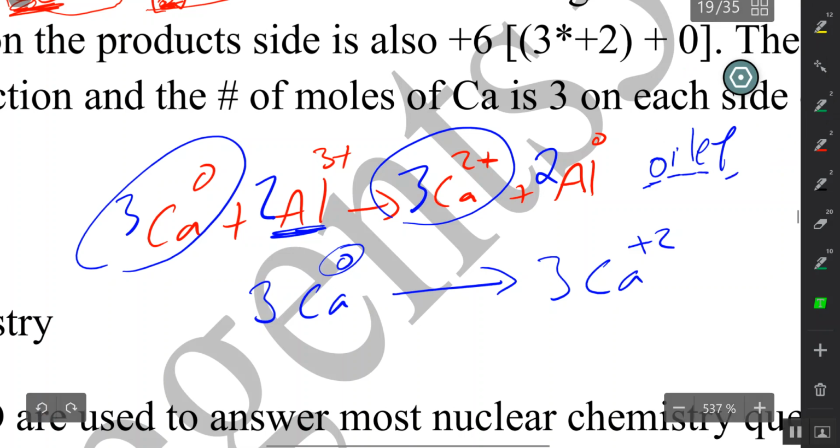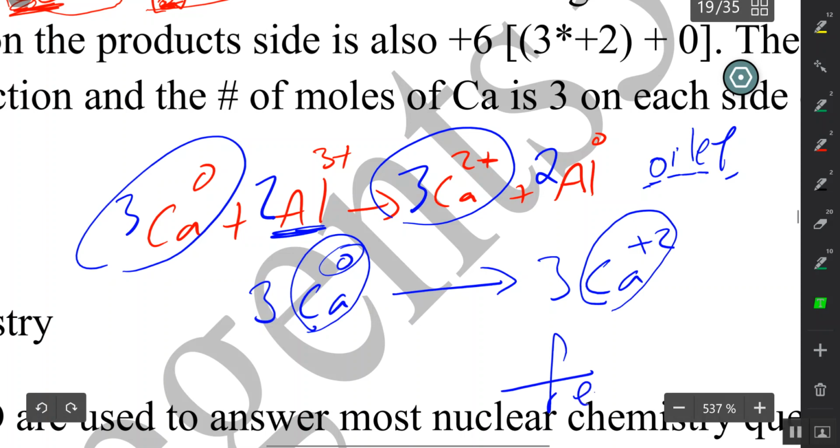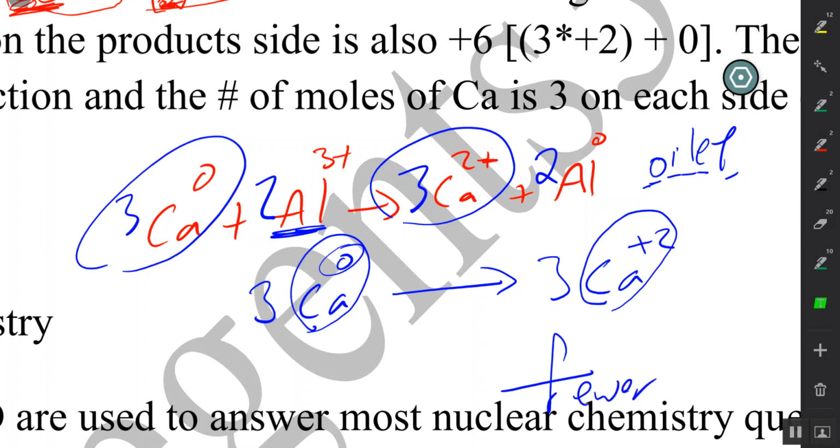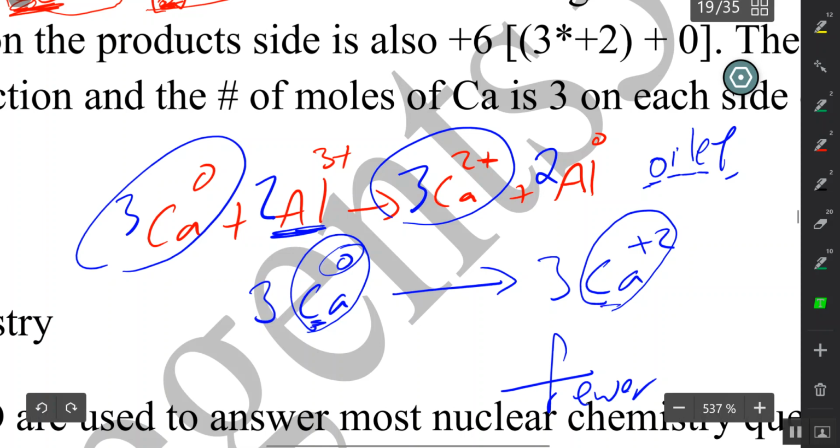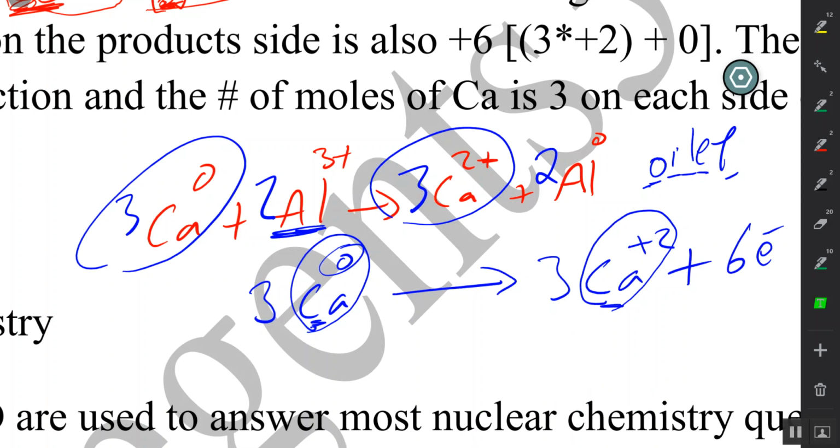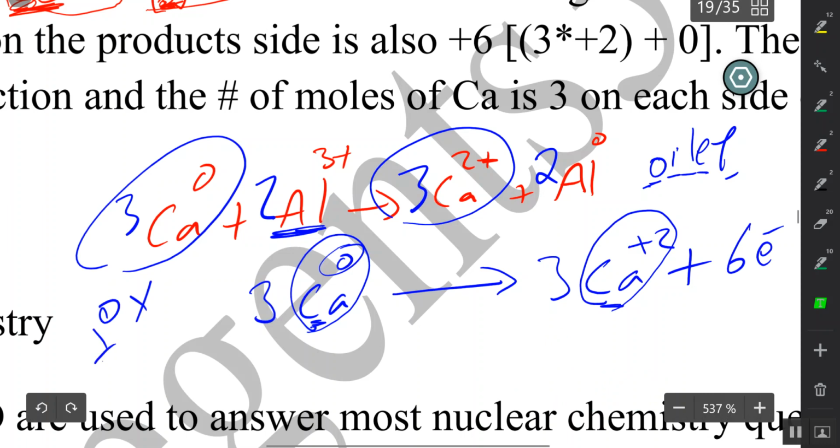How many electrons did you lose? Well, each calcium atom lost 2 electrons, has 2 fewer electrons. Remember, fewer. The positive charge means fewer. So each calcium atom has 2 fewer electrons. You have 3 of them, which means the total number of electrons that you have lost is 6. I'm going to put 6 electrons here. That's it. This is going to be your oxidation half reaction.